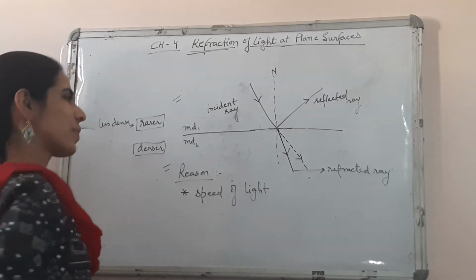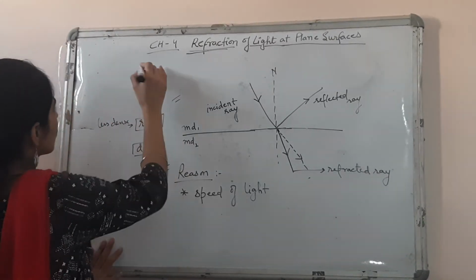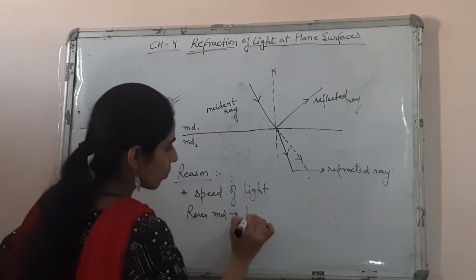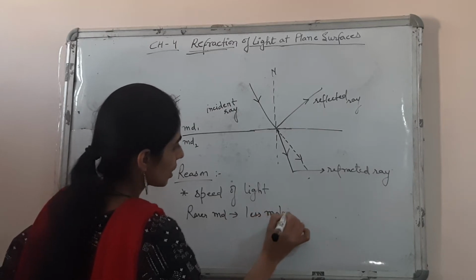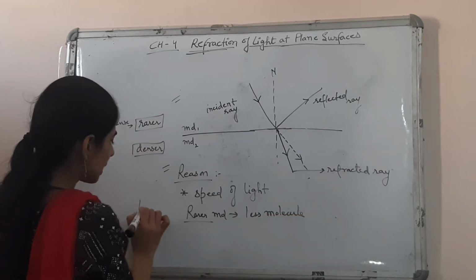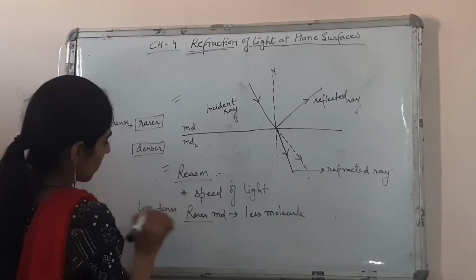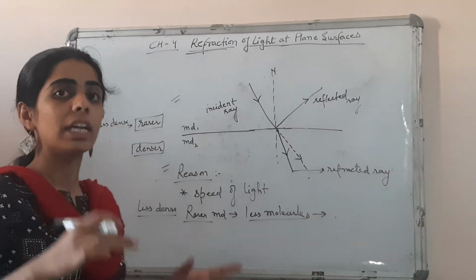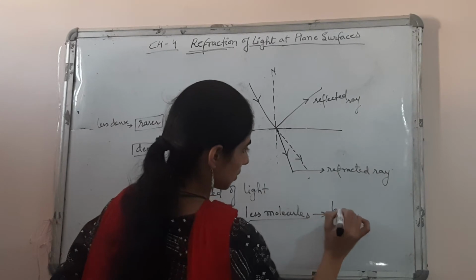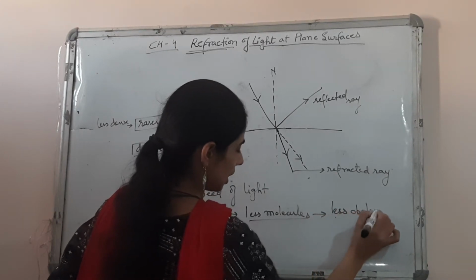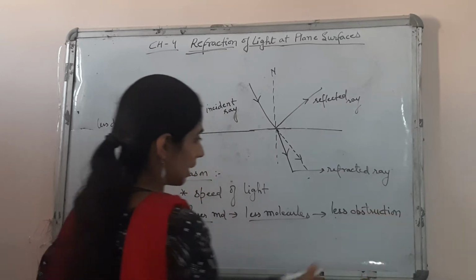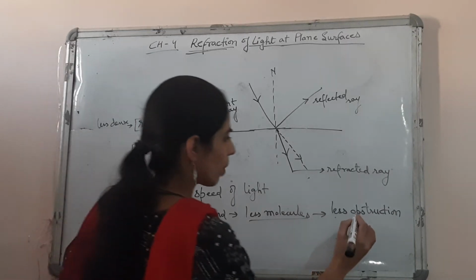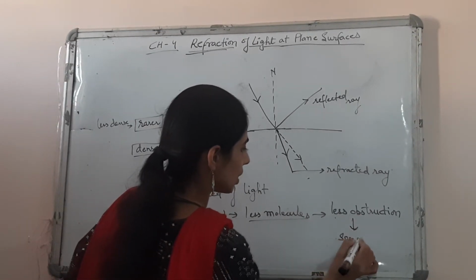Don't worry children, I'm going to tell you that in rarer medium, we have less molecules. Rarer, I told you, means less dense. So because it is less dense, there are less molecules, the light will suffer less obstruction. The light rays will suffer less obstruction, and due to suffering less obstruction, what is going to happen? The speed will be higher.